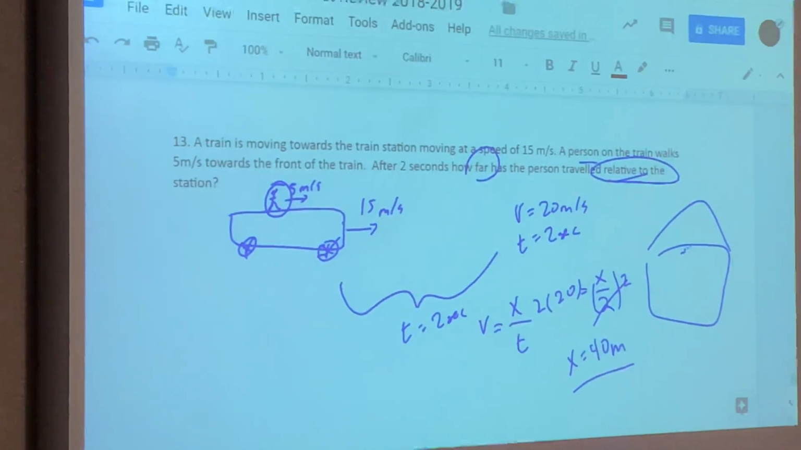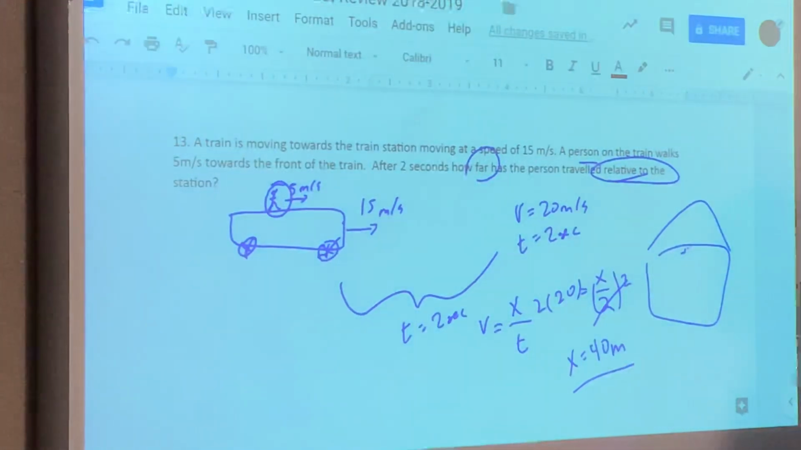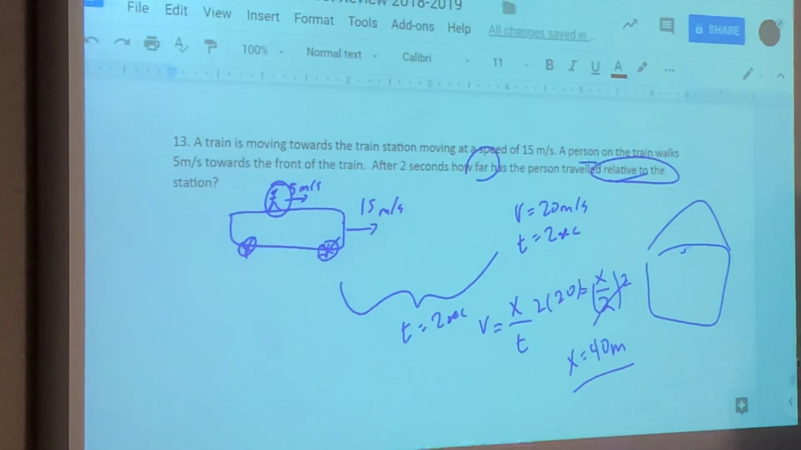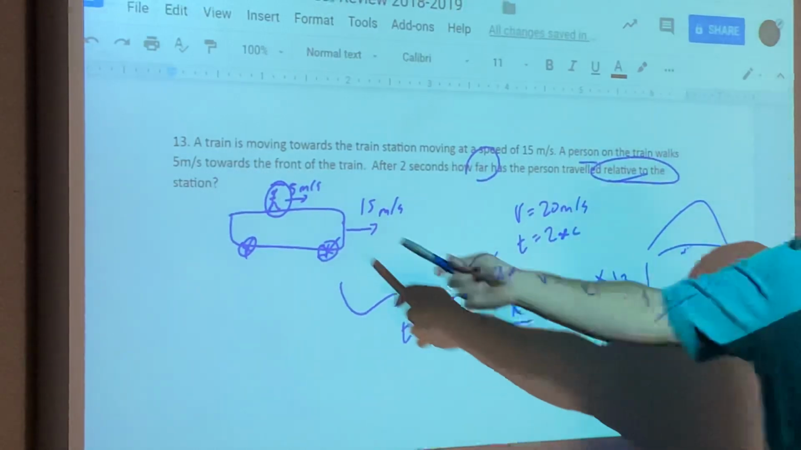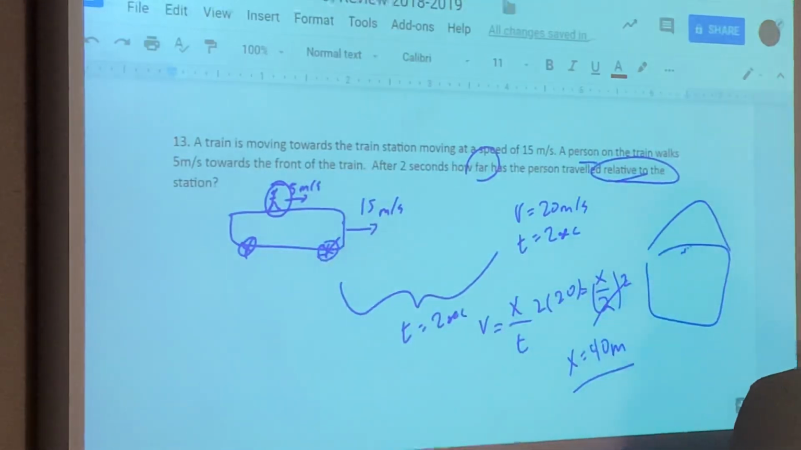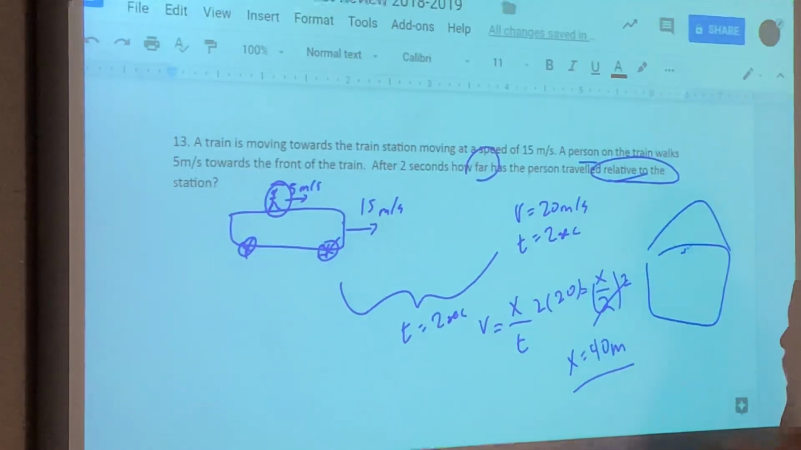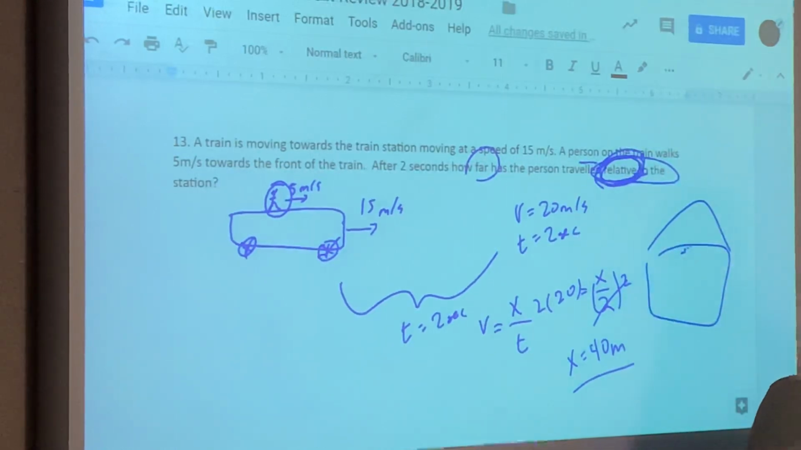And they can try to change this question to make it more complicated. They could say, how much distance did the person travel relative to another person on the train? Well, then you don't use 20 as the velocity, you use 5. Because compared to everyone on the train who's just sitting down, this person's only moving 5 faster. So compared to them, he'd only move 10 meters away. Okay? So the way they word this, relative to what? Whatever it says it's relative to is going to change your answer quite a bit.